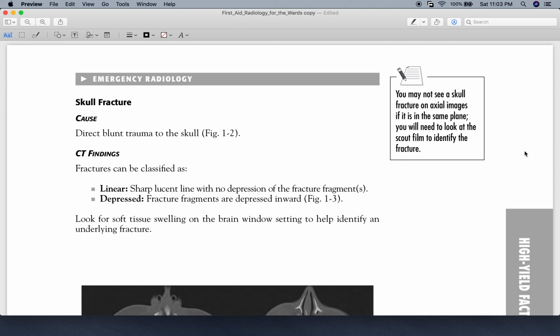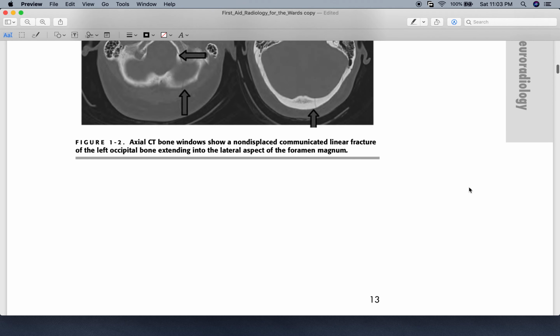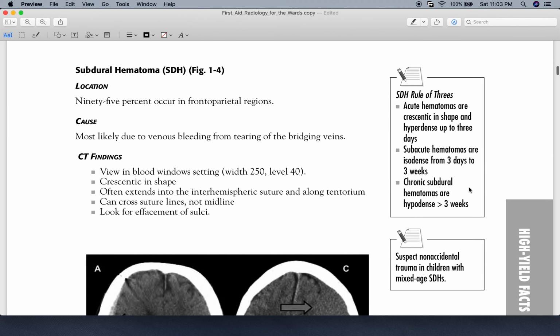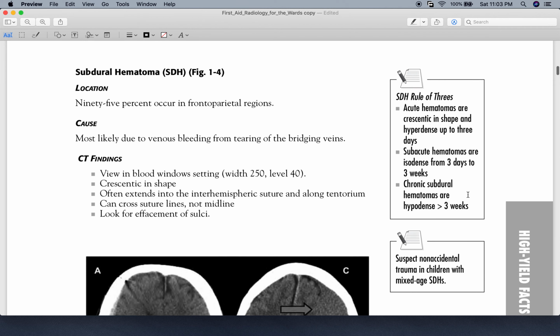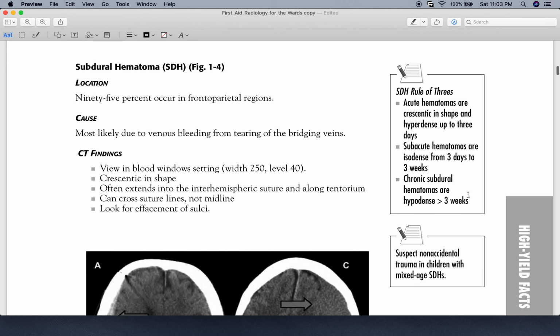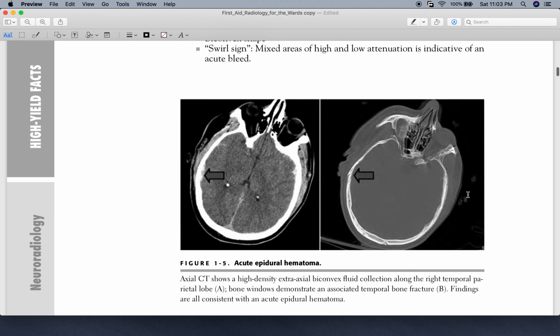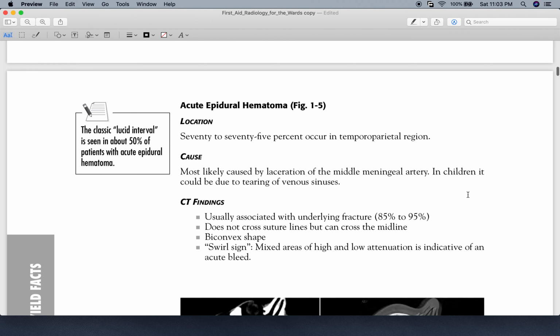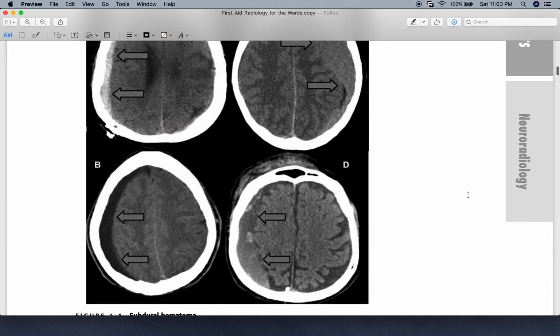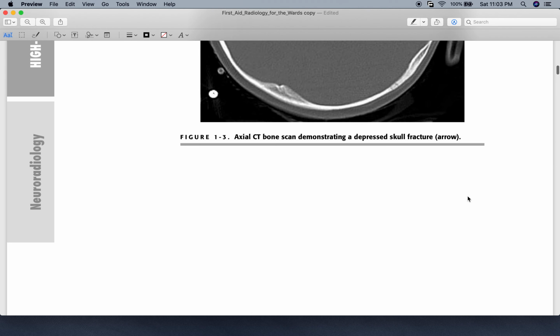In today's video we are going to talk about emergency radiology, and in this case we are going to talk about the skull fracture, the different types of skull fractures that we have, the subdural hematoma, and also the acute epidural hematoma. Okay, so let's get started.